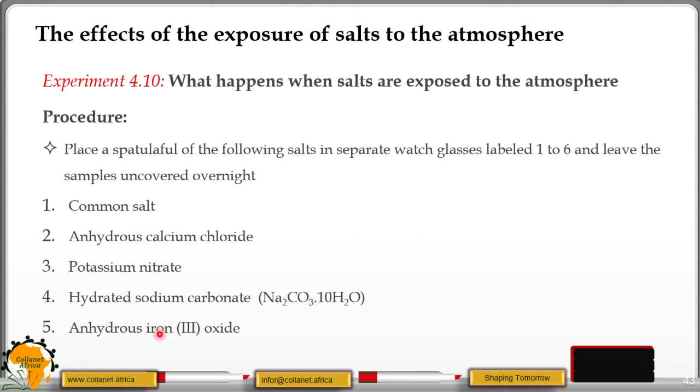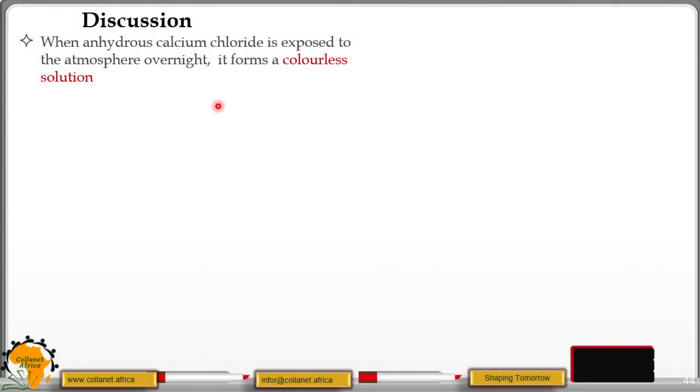Then you have anhydrous iron 3 oxide. Then observe and record any change that may occur when you expose them to the atmosphere. When anhydrous calcium chloride is exposed to the atmosphere overnight, it forms a colorless solution, which means calcium chloride dissolves in or absorbs water from the atmosphere. Remember, in the atmosphere you have water vapor.